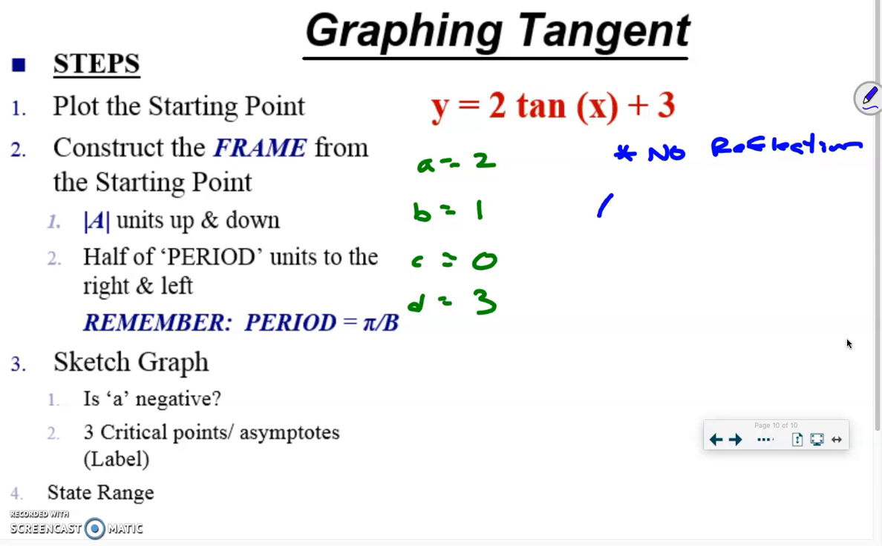All right. It's not real amplitude. This is going to help me build the frame. So vertically, when I build this frame, I'm going to go up and down. Absolute value of 2 is 2. Period. This is a real thing, but we've got to be very careful on our toes. It's not 2 pi over b, just pi over b. So what's my period of this problem? Pi divided by 1 is pi. Then the starting point of this graph. Starting point, still c over b, comma, d. So c over b, 0 divided by 1 is still 0, comma, d is still 3.